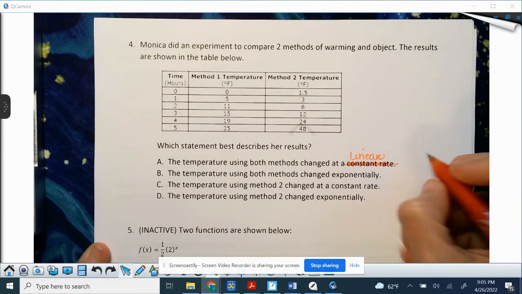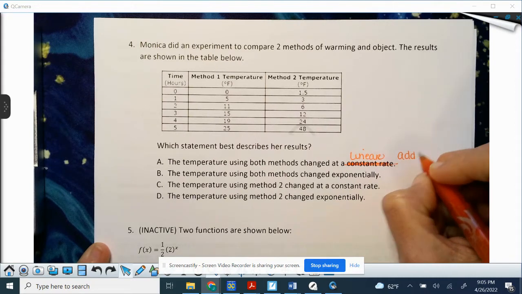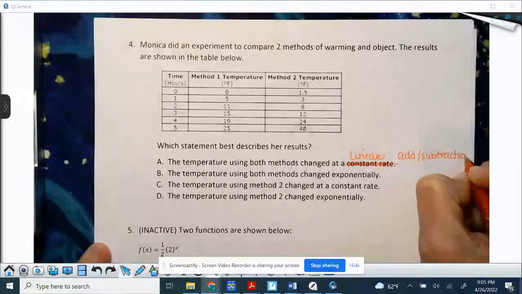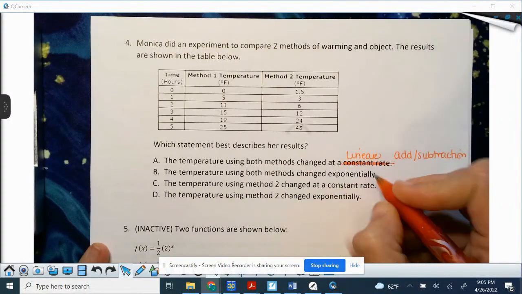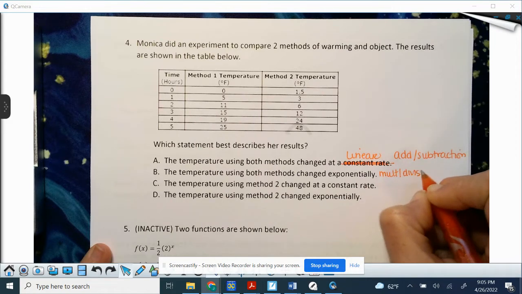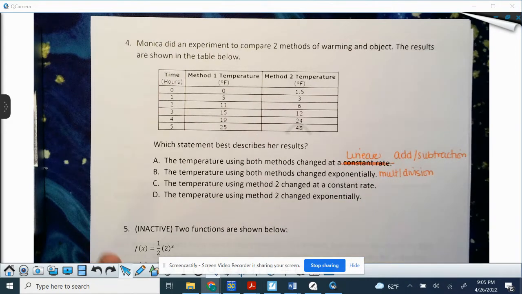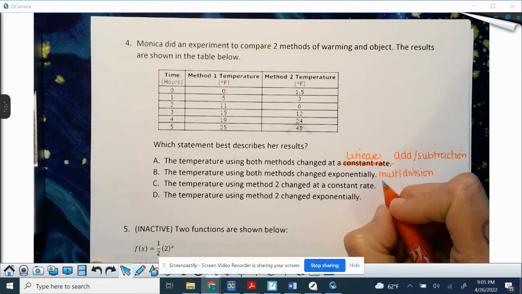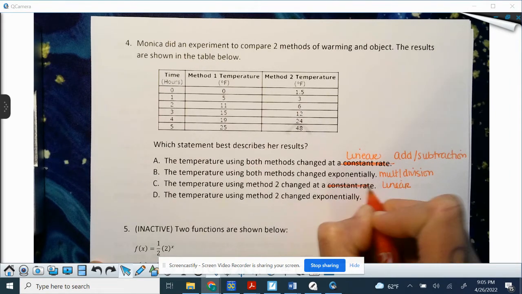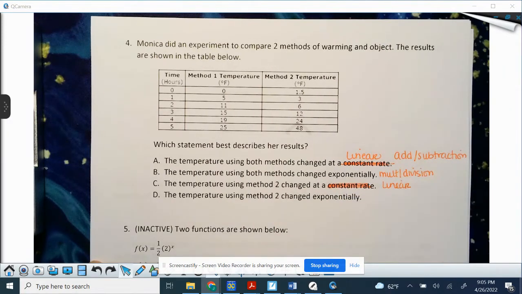Which means it's going to be addition or subtraction for our rate of change all the way down the side of our table. Then exponential is obviously going to be multiplication or division, depending, but it's going to be changing by increments super fast. It's not going to be a constant rate. And then method 2 is constant. And again, constant rate means linear. So that constant rate of change. And then exponential, again, is by multiplication and division.